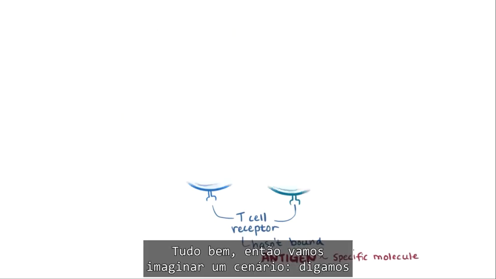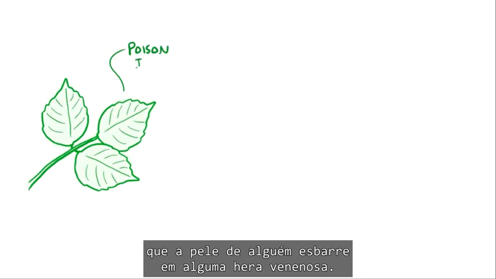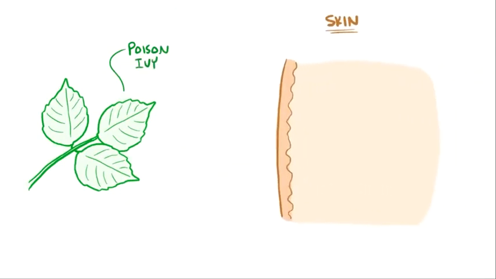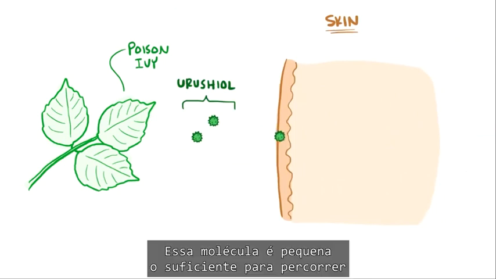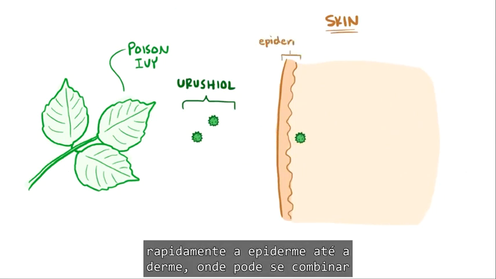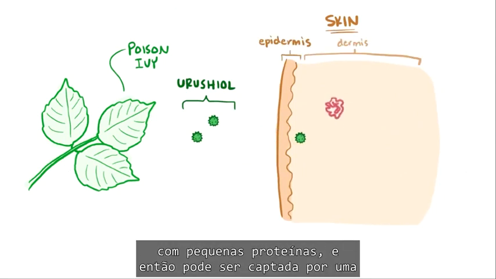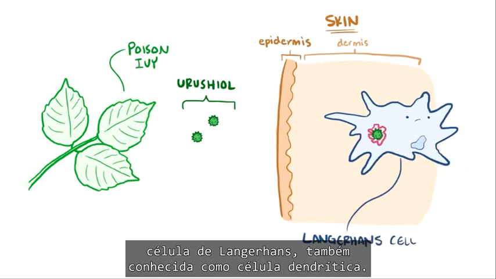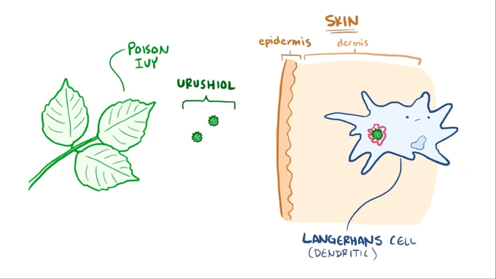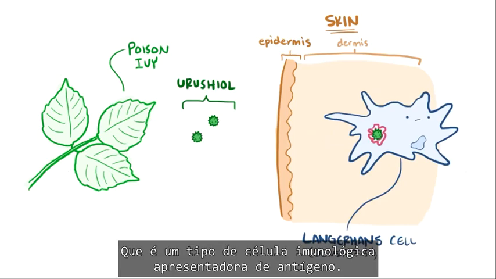Alright, so let's play out a scenario. Let's say someone's skin brushes up against some poison ivy. They'll get this molecule called urushiol all over. That molecule is small enough to quickly make its way through the epidermis to the dermis, which is where it might combine with small proteins, and then it might get picked up by a Langerhans cell, also known as a dendritic cell, which is a type of antigen-presenting immune cell.